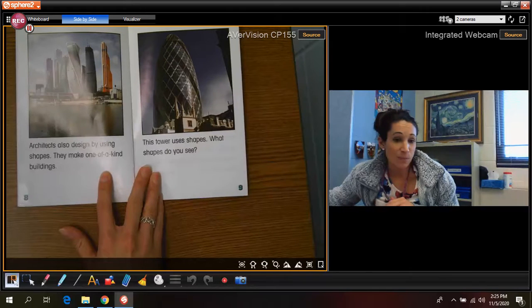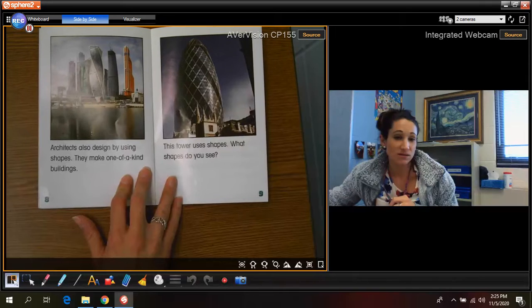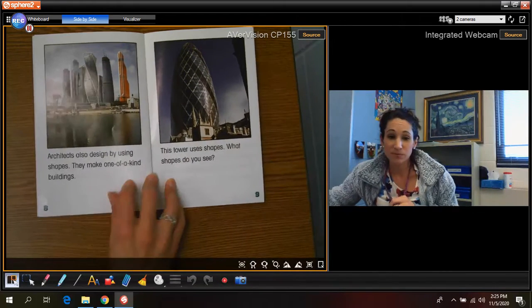Architects also design by using shapes. They make one-of-a-kind buildings. This tower uses shapes. What shapes do you see?